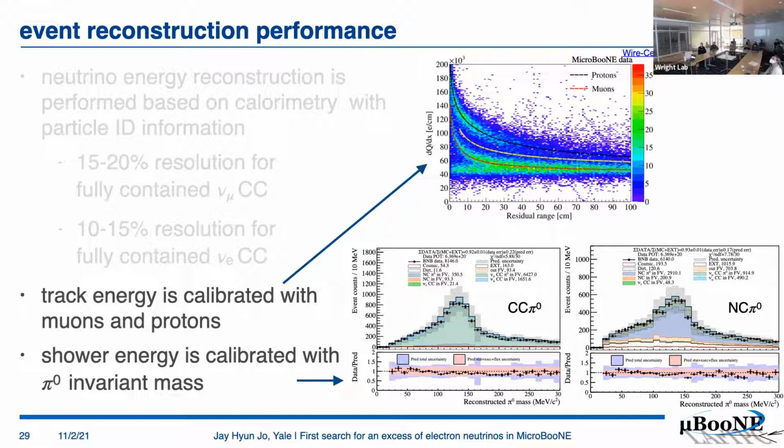Pi zero events have a known invariant mass of 135 MeV. So once we select these pi0 events, in both charged current and neutral current, we look for the peak of this invariant mass and see if it aligns with our predicted value of 135 MeV. After all the calibration is done, you can see that it's nicely aligned, and the data and the prediction also agree very well with each other. This also tells us that our event selection is well done.